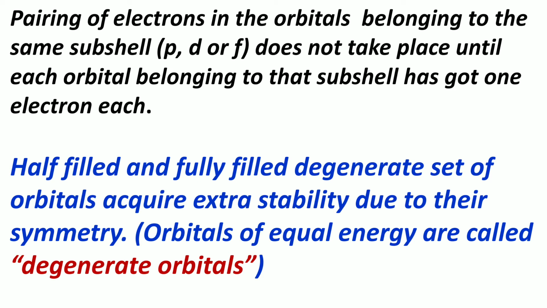According to this rule, pairing of electrons in the orbitals belonging to the same subshell, that is p, d or f, does not take place until each orbital belonging to that subshell has got one electron each, that is, it is singly occupied. Since there are 3 p, 5 d and 7 f orbitals, the pairing of electrons will start in the p, d and f orbitals with the entry of the 4th, 6th and 8th electron respectively.